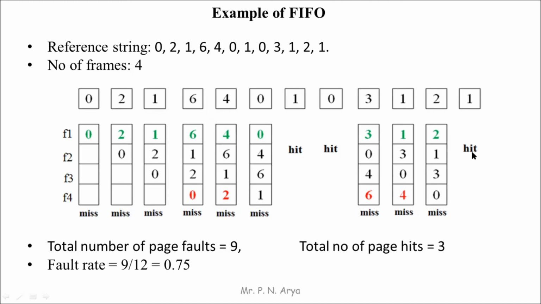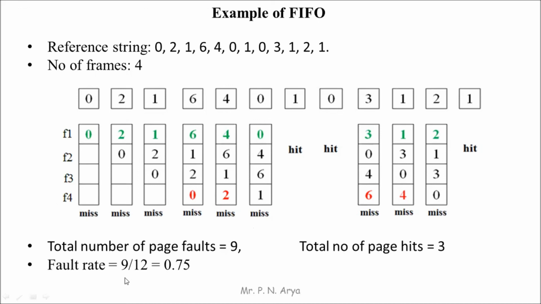In the exam, the total number of page faults in this example is asked. The total page faults are 1, 2, 3, 4, 5, 6, 7, 8, 9. So 9 page faults occur in this example. And how many page hits? The total number of page hits is 3, because 1, 2, 3.